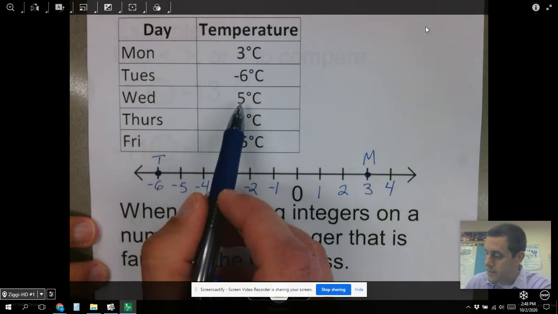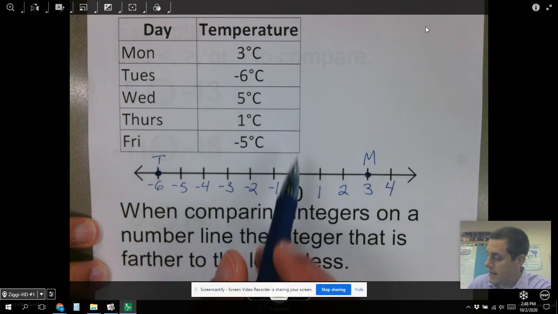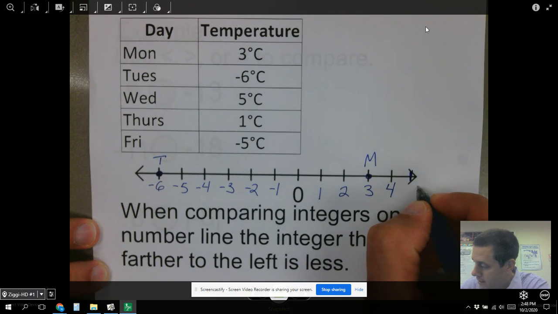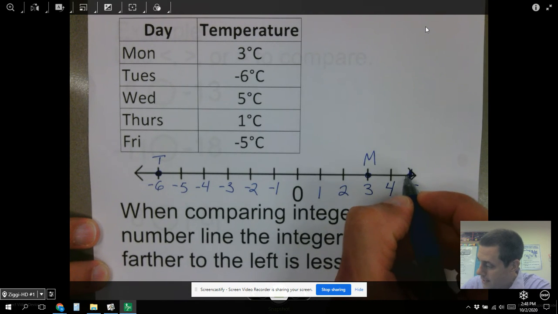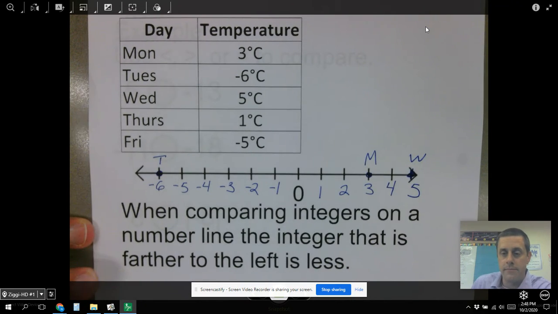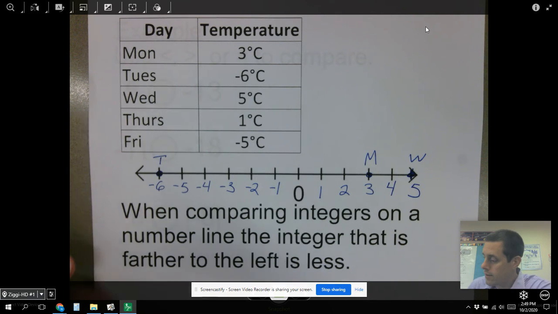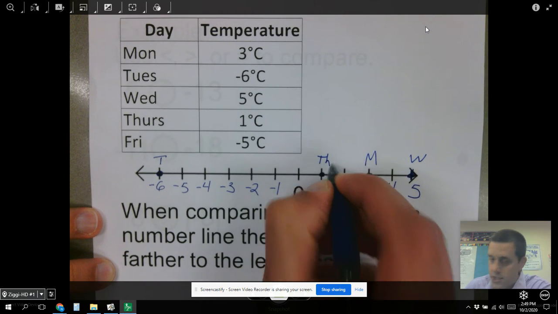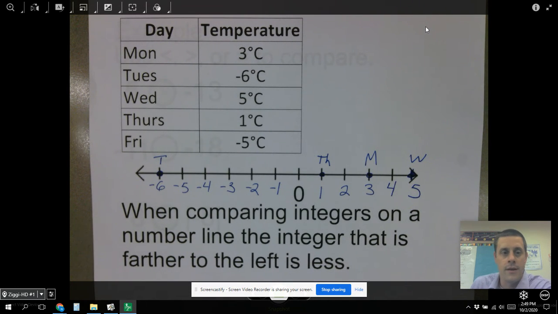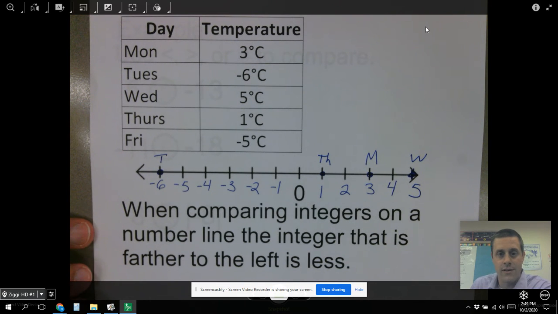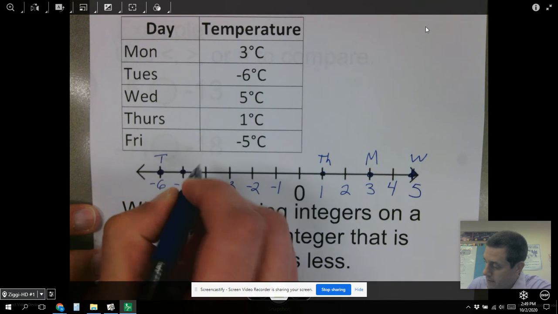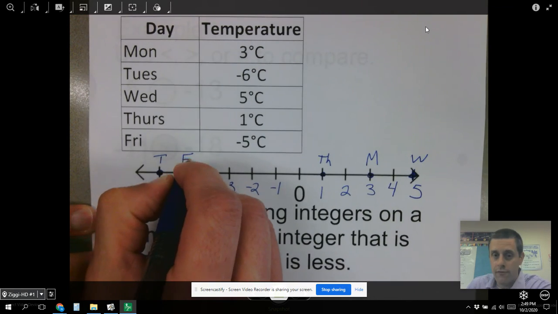Next, we have Wednesday, a temperature of 5 degrees Celsius. Positive 5 is found 5 units to the right of 0. So I actually need to make an extra tick mark here for positive 5. Wednesday is at positive 5. Thursday, 1 degree Celsius, that is 1 unit to the right because it is positive. We'll go TH for Thursday. Plot that point, please. And then finally, Friday is negative 5 degrees Celsius. That means 5 units to the left. And label that F for Friday.